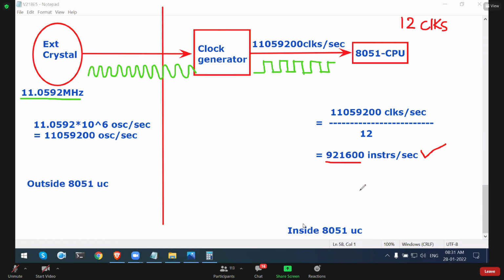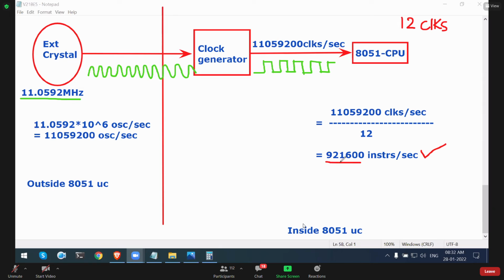But still this 8051 is called a slower controller, still slower in execution. These many instructions your 8051 can execute in 1 second. For a simple instruction it is 12 clock pulses; for a complex instruction it will take more than 12 clock pulses. I consider 12 clock pulses for simple instructions only. So if the crystal oscillator value is 11.0592, the clock generator will generate these many clock pulses, and the 8051 CPU will execute these many instructions in 1 second.